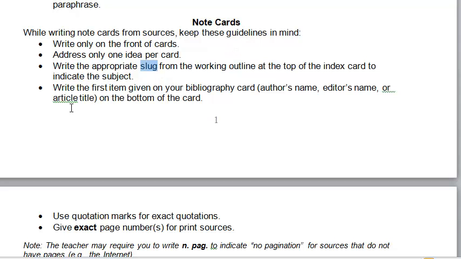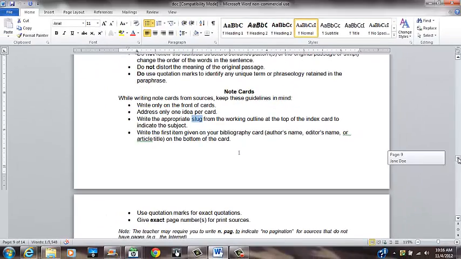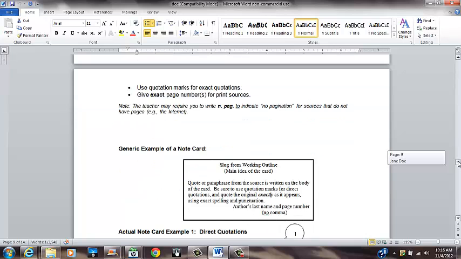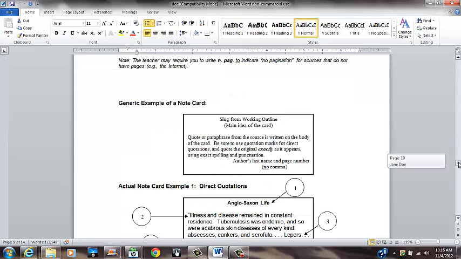Then write the first item given on your bibliography card. That is the author's name, editor's name, or article title at the bottom of the card. Now, we're not using bibliography cards. We're using an annotated bibliography, but same idea. Just take that information off of that and put it at the bottom. Use quotation marks for exact quotes and give exact page numbers for your print sources. That's absolutely essential that you include that information.